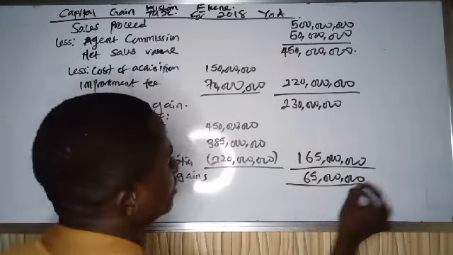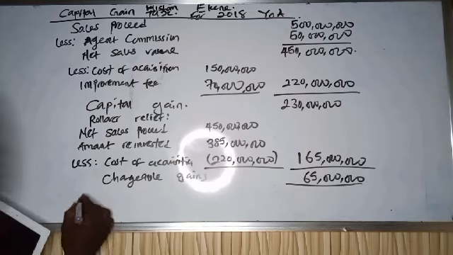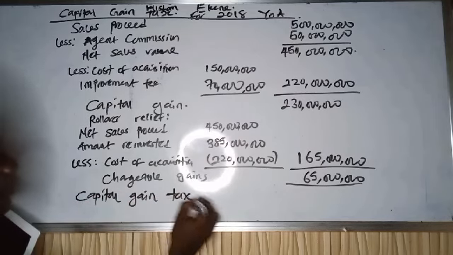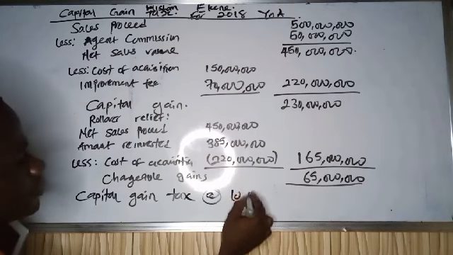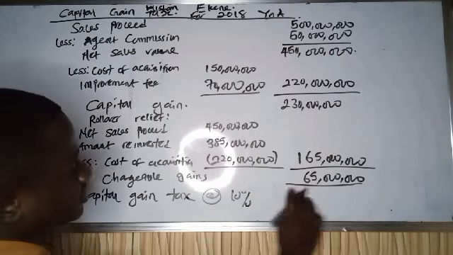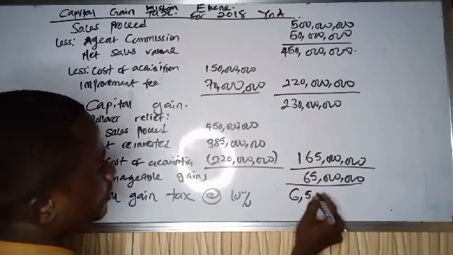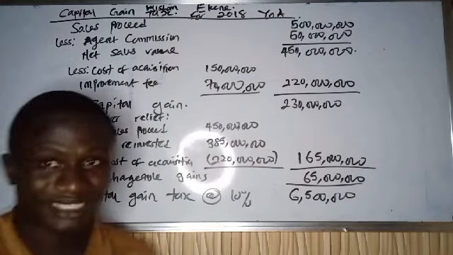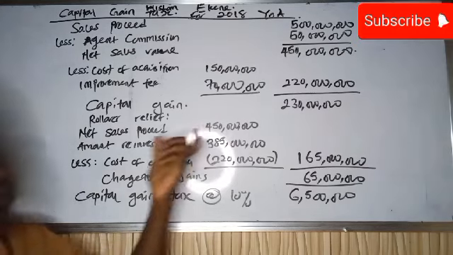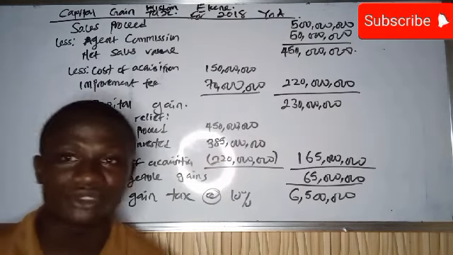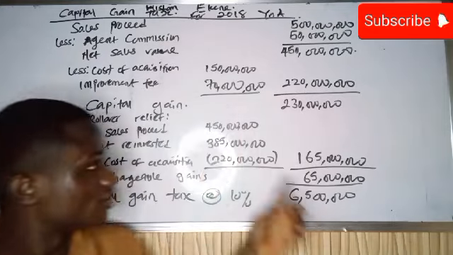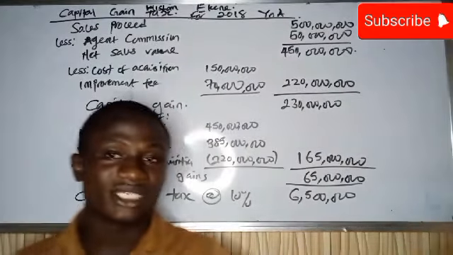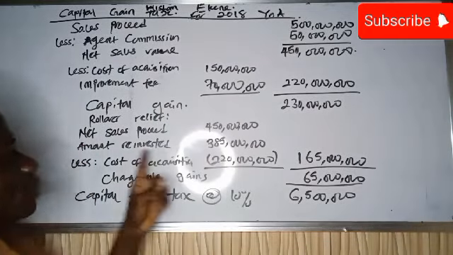Then now I'll see my capital gain tax. Capital gain tax at 10% of 65 million. That will be 6,500,000. So you can see that in calculating your rollover relief, your net sales proceeds is what you need. Your net sales proceeds show the real value or the amount you generate from selling off the asset. Your net sales proceeds and the amount reinvested.